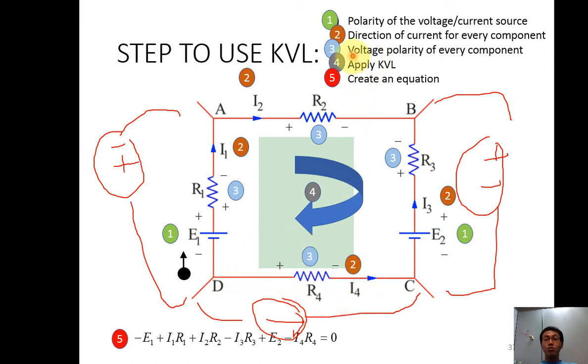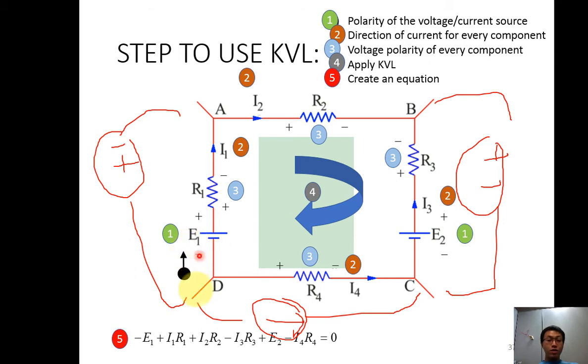Okay? So I know the three things. Voltage polarity of every component. Now I want to apply KVL. So next, for example, let's say I want to apply KVL in the clockwise direction, then I can create an equation. So I start from here.